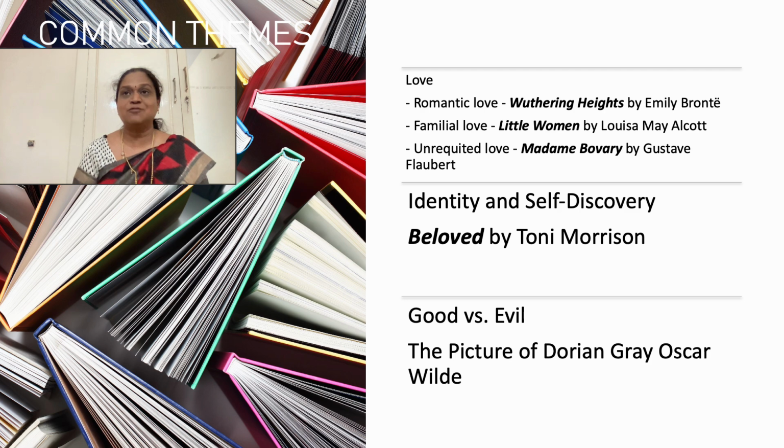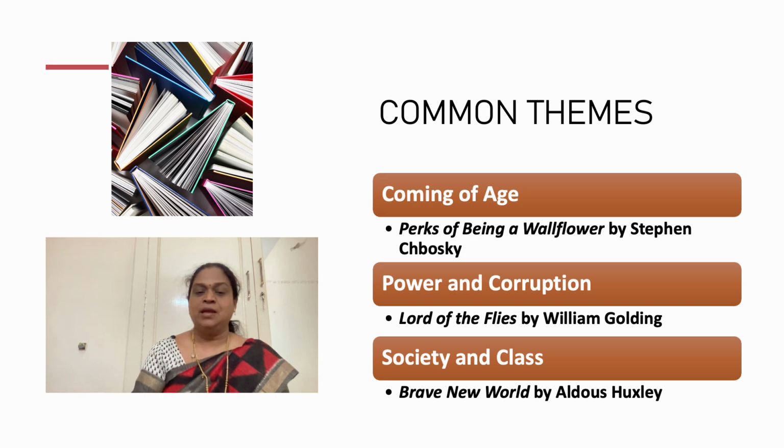Naturally, the first thing that comes to our mind is love. So there are three different types of love that you come across in novels. They are romantic love as portrayed by Bronte in Wuthering Heights, then familial love as you discover in Little Women by Louisa May Alcott, then unrequited love by Flaubert in Madame Bovary.